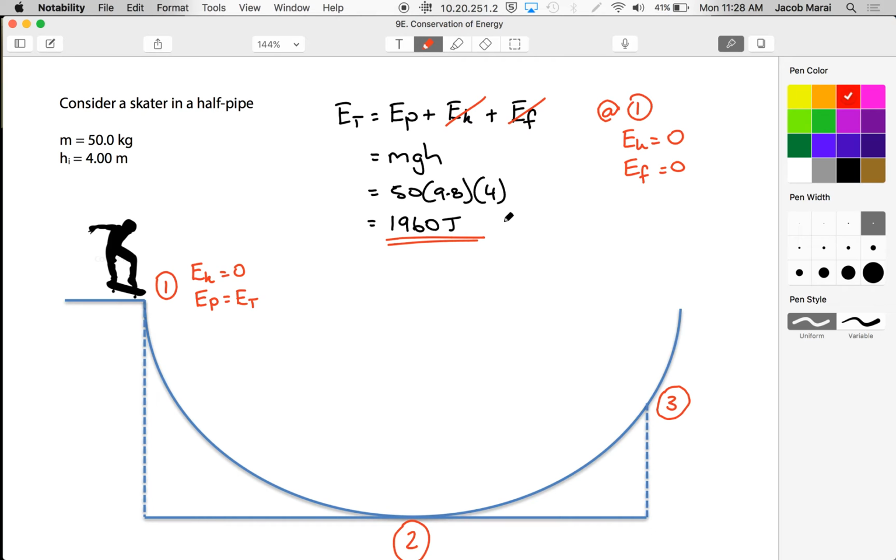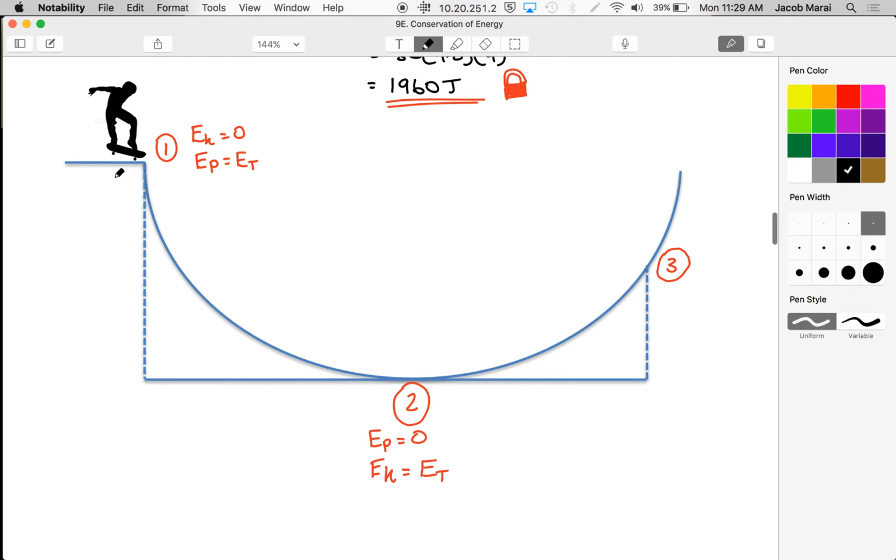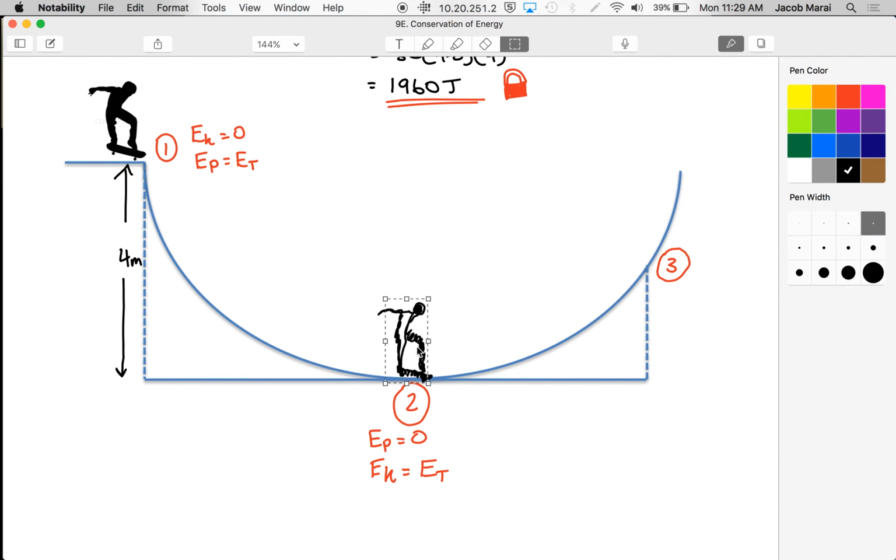Now for now, we're going to say that that is locked. Remember the conservation law says that the total energy in a system is constant. Okay? I did have this drawn here, 4 meters up. Doesn't really matter. So, assume that this gentleman then drops into the half pipe. Get the wheels. How does he look? Pretty good.